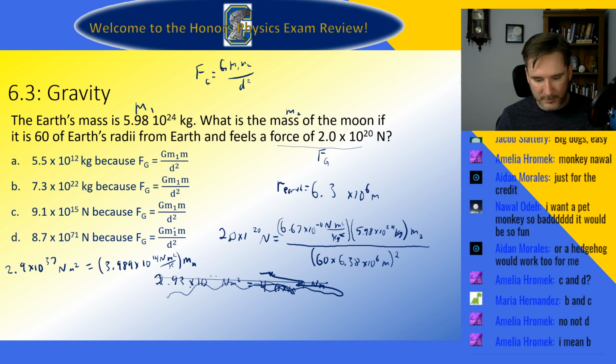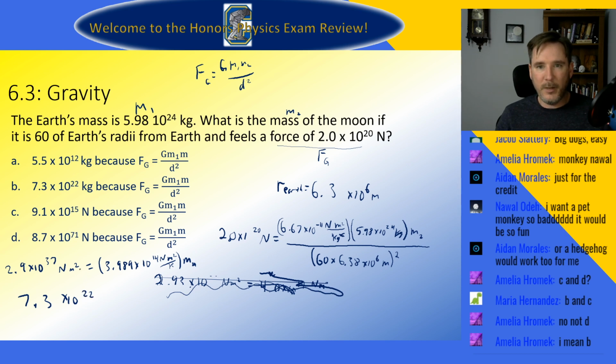So wish me luck, because technology is deciding to crap out on us tonight. So 2.9 times 10 to the 37th divided by 3.989 times 10 to the 14th. And that gives me 7.3 times 10 to the 22nd.